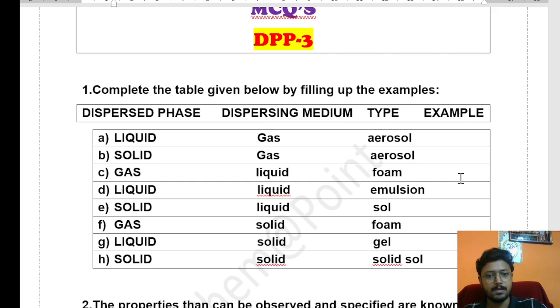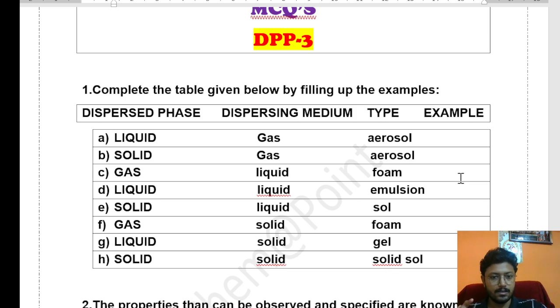So, gas plus liquid, foam. Gas is the dispersed phase, the dispersing medium is liquid, and the type is foam. I just shared one example, shaving cream. Got my point? You write down another example in the comment box along with the part number, part 1, part 2, part 3, so that you do not get confused. Okay, now move to the next part.